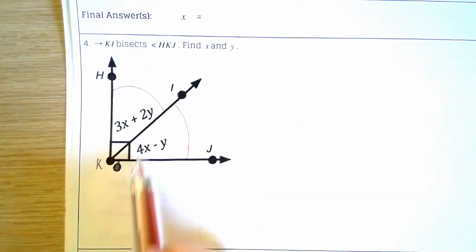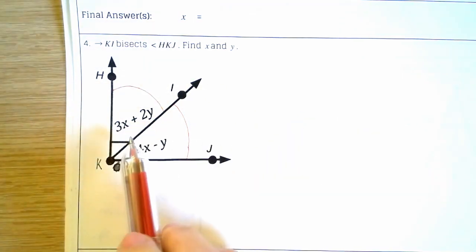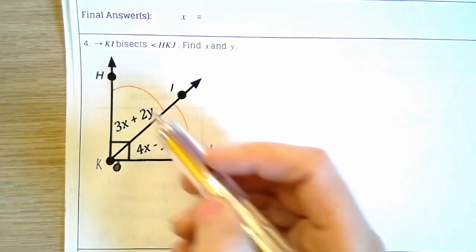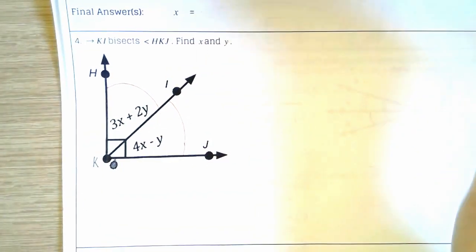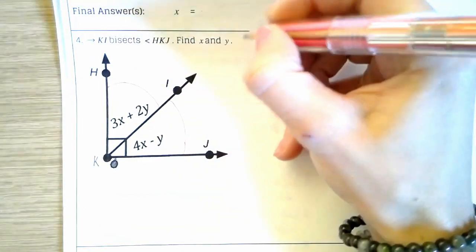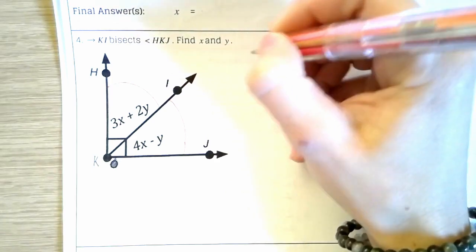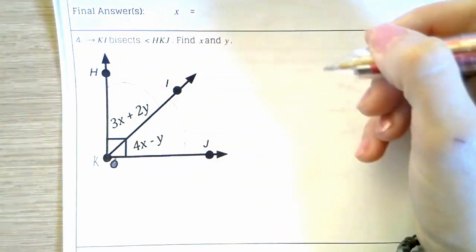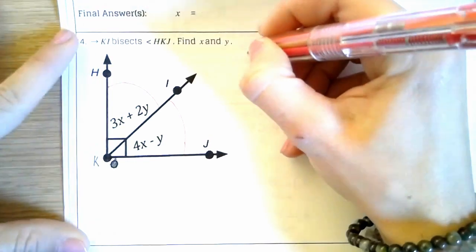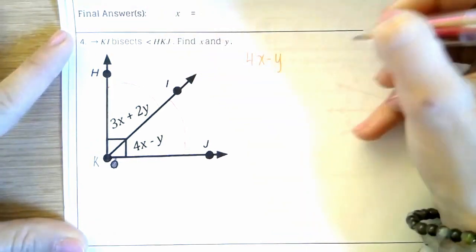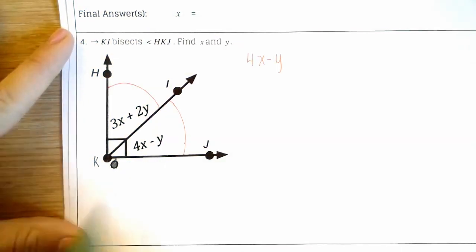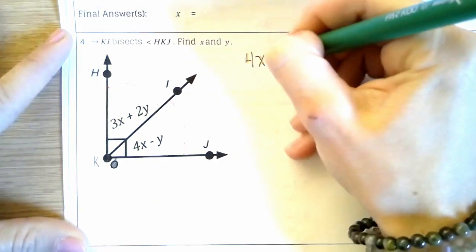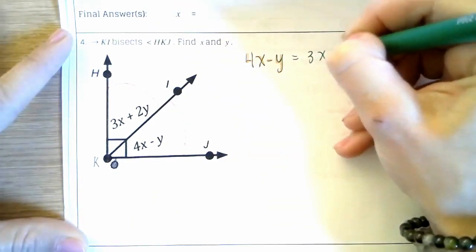So how many unknown values do I have? 2. How many equations could I write? 2. My first equation is going to be based on their equality. What can I write down? Because they're equal. Well, because they're equal to each other. 4x minus y equals 3x plus 2y. Right, 4x minus y equals 3x plus 2y, you said?